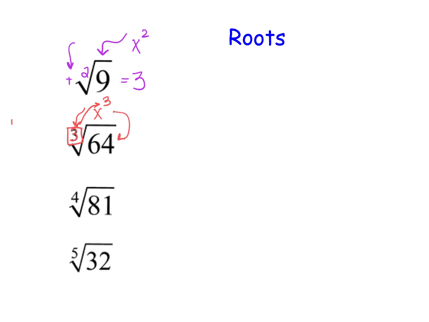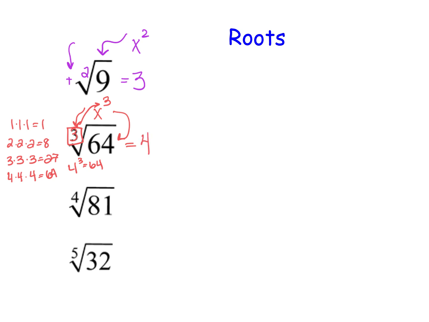So you can go through and do, okay, 1 times 1 times 1 is equal to 1. 2 times 2 is 4, times another 2 is 8. Not what I'm looking for. 3 times 3 is 9, times another 3 is 27. 4 times 4 is 16, times 4 again is 64. So what we found is that 4 to the power of 3 is equal to 64, and as a result, the cube root of 64 is 4.